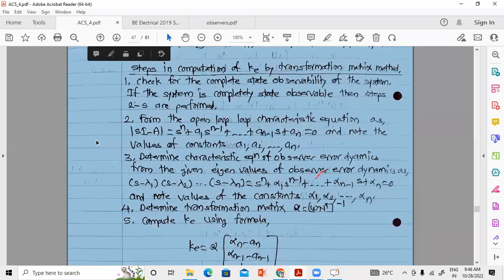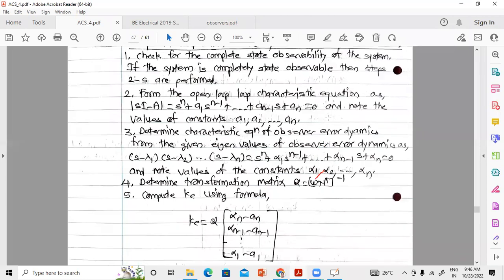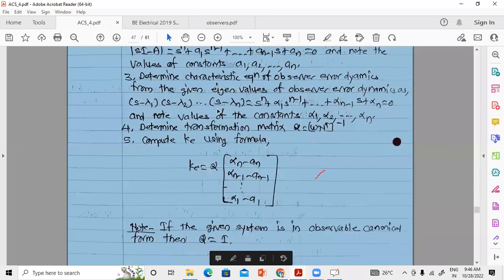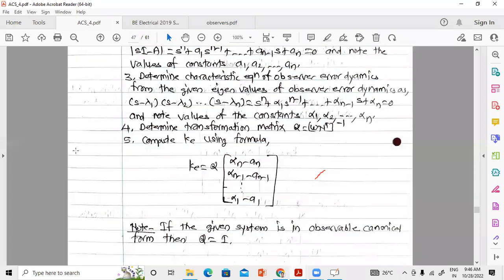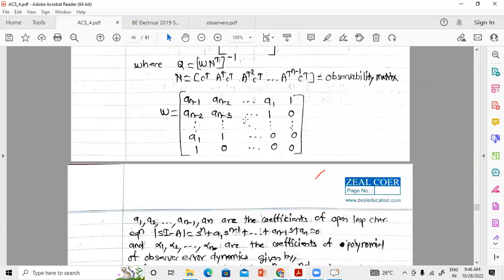After that, once the system is observable, you can obtain the open loop characteristic equation. Then you can obtain the desired characteristic equation, and then determine the transformation matrix Q is equal to Wn transpose inverse. This is one matrix to calculate, the transformation matrix Q is equal to Wn transpose inverse. What is W? W is given here. From the coefficients of the open loop characteristic equation, you can write down this W.